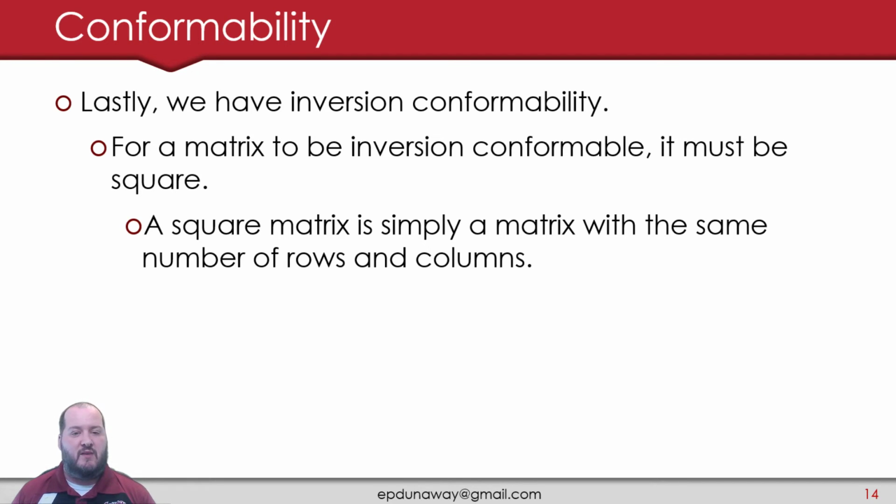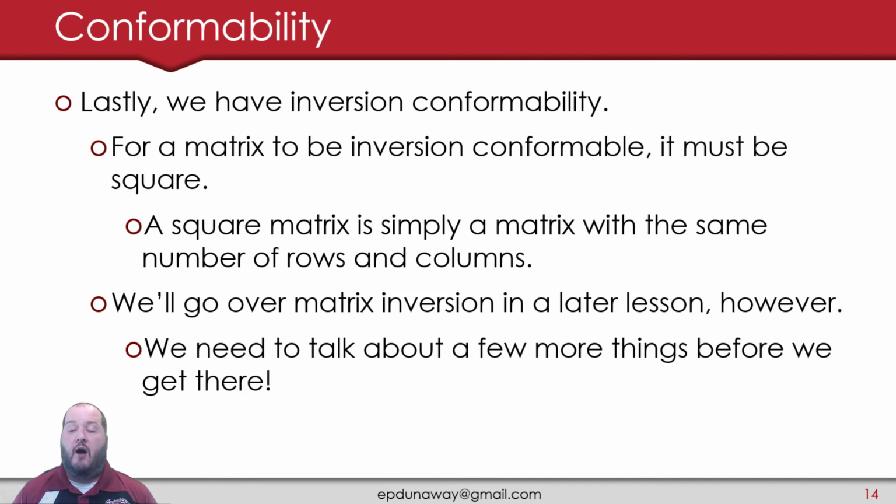So there are some neat tricks in order to get a square matrix. Those will be taught in your econometrics class, but we can transform any matrix into a square matrix by multiplying it appropriately. We're going to go over inversion in a later lesson. However, there's a couple other tools we need before we are ready to talk about that.